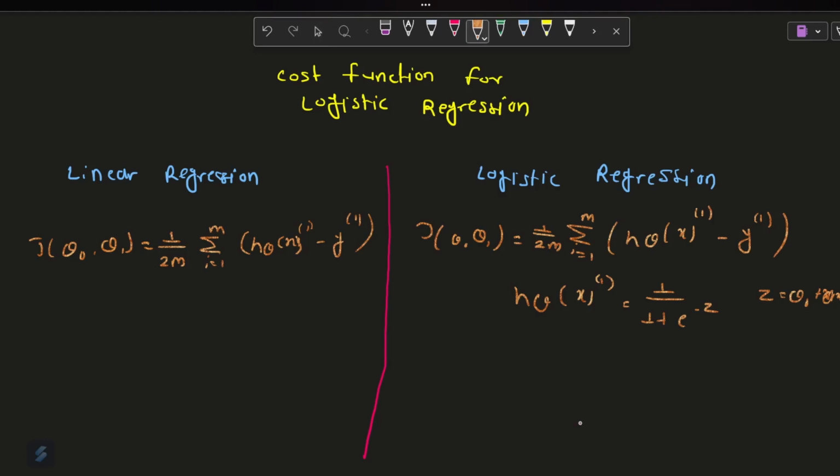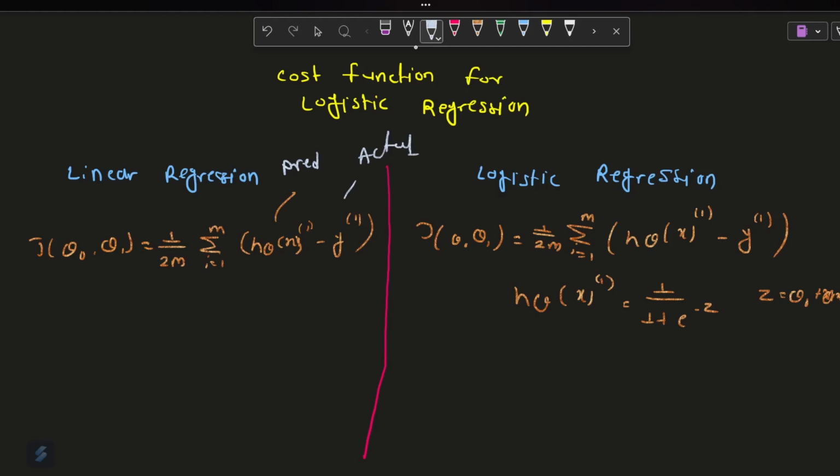When you see linear regression, the cost function is 1 by 2m, summation of i equals 1 to m, of h theta of x minus y, squared. What is y? I hope you know about that. It is basically the predicted point, and this is the actual point. We learned that in simple linear regression.